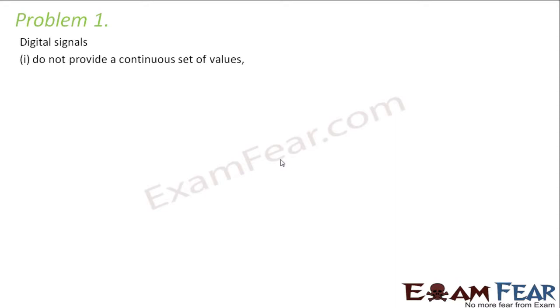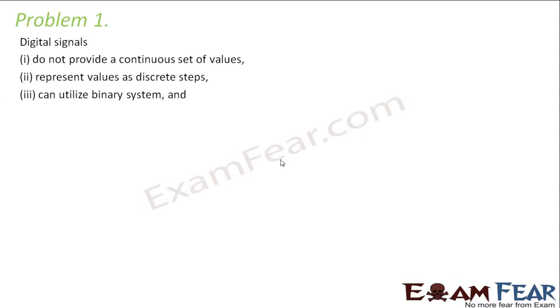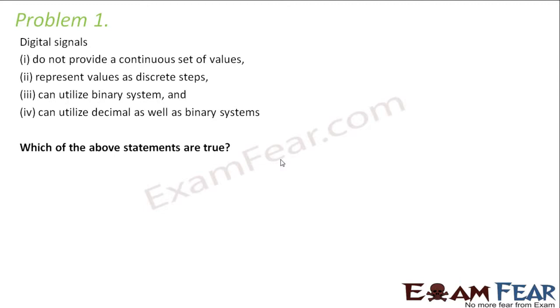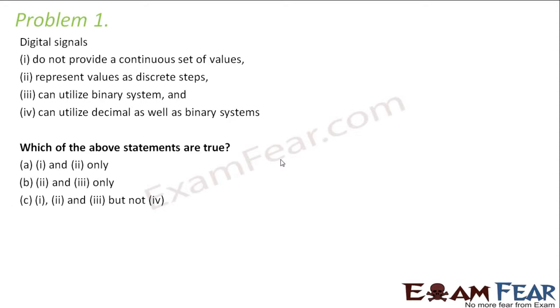Let us look at problem 1. Digital signals do not provide a continuous set of values, represent values at discrete steps, can utilize binary system, and can utilize decimal as well as binary systems. You have to tell which of the above statements are true. These are some of the options available to you.